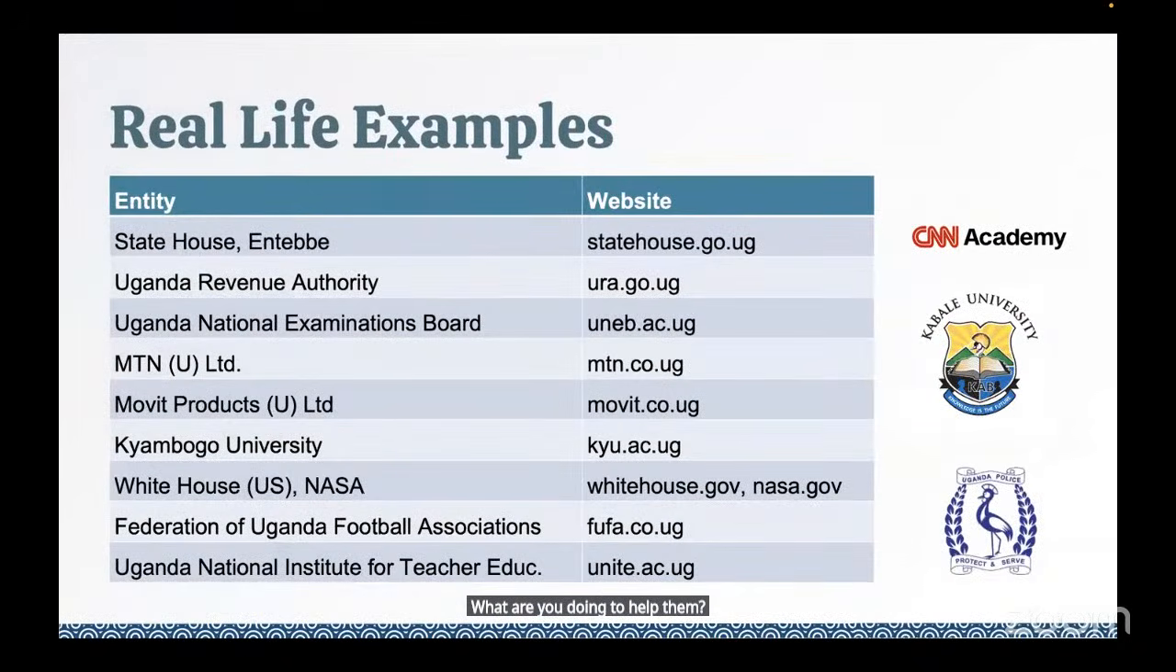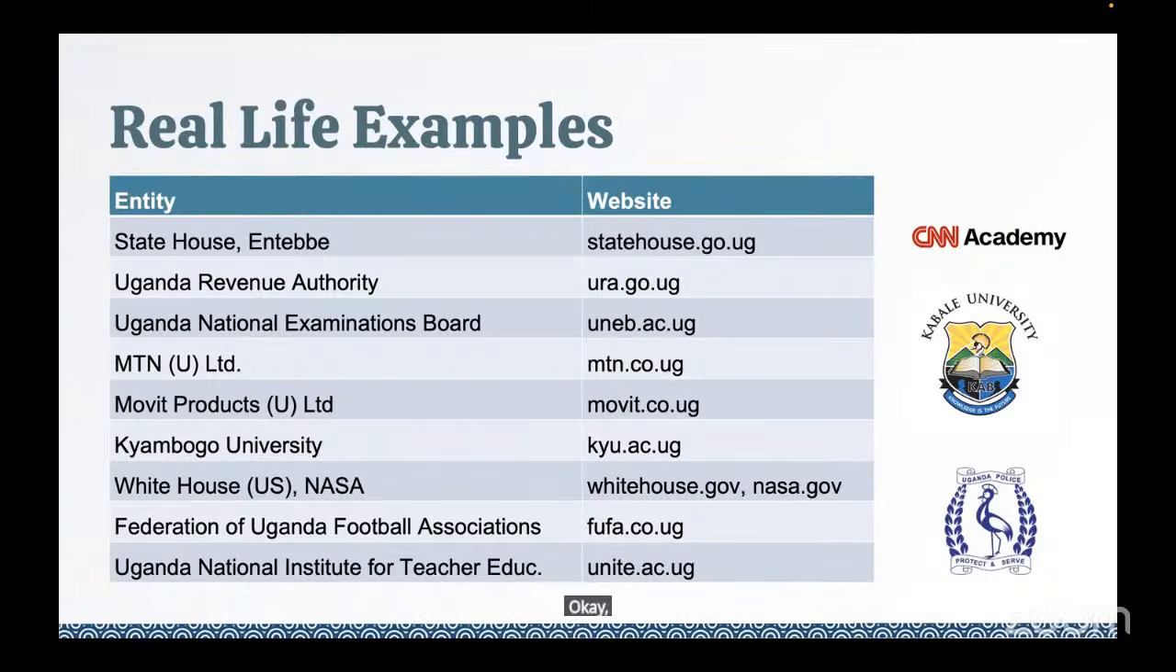Now let us first have some real life examples. Why WordPress? Why would I encourage someone to use WordPress? In Uganda here, State House Entebbe, the site is built using WordPress. Uganda Revenue Authority, WordPress. Uganda National Examinations Board, WordPress. MTN Uganda Limited, WordPress. Movit Products, WordPress. Gombolola University is using WordPress. And even when Makerere University was celebrating 100 years, they decided to use WordPress.